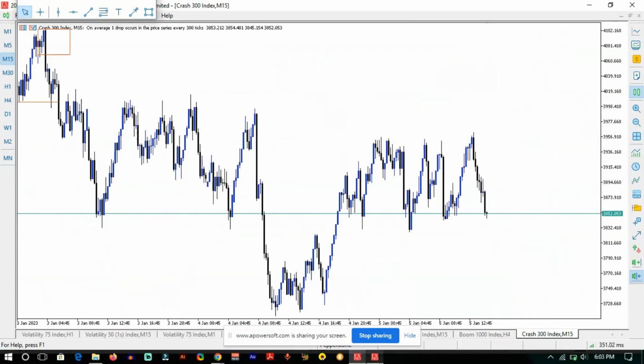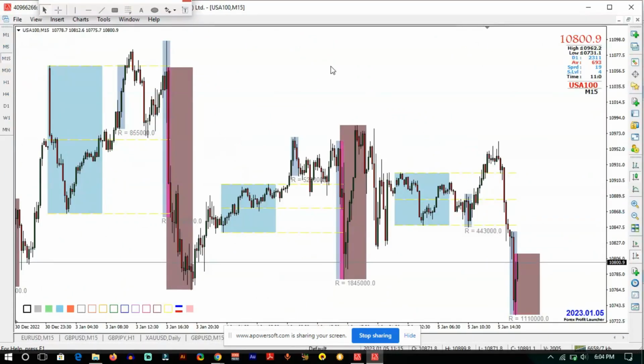Now for NAS 100, it normally happens because it makes double moves. Let's say New York today it goes down, the next day it goes up, the next day it comes down, the next day it goes up. So you can see that we break structure, they leave orders here, they come during the session and pick them up just like today, and then they move down.